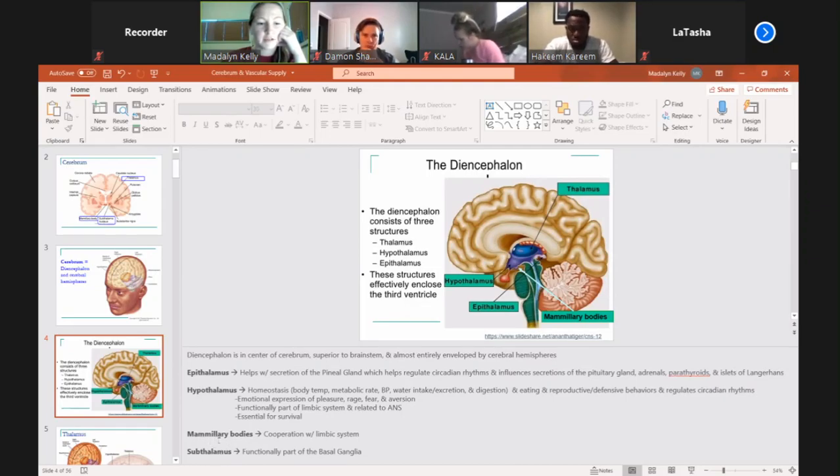There was not much talk about the mammillary bodies. I just had they cooperate with the limbic system. The subthalamus is functionally part of the basal ganglia. The hypothalamus, we already know what that does. The epithalamus does a lot, like with endocrine and hormones.